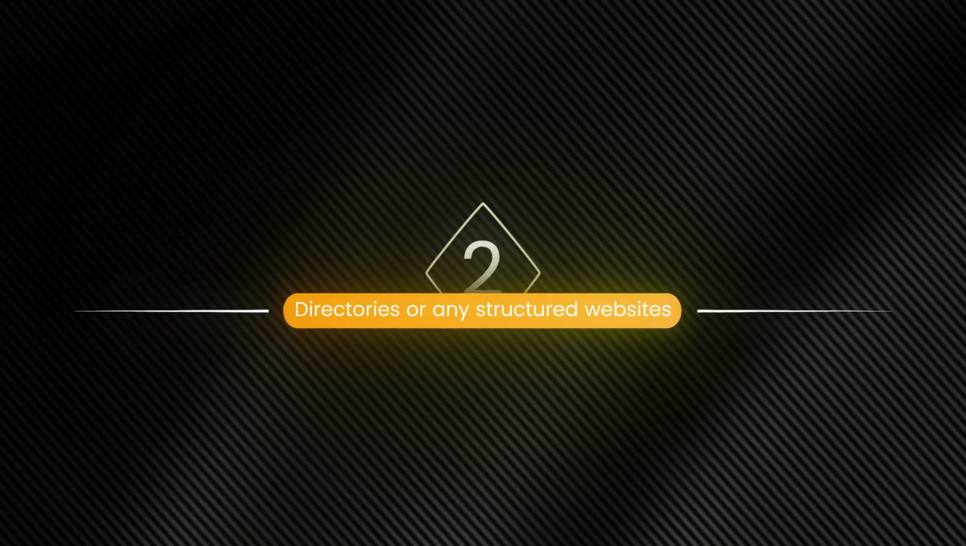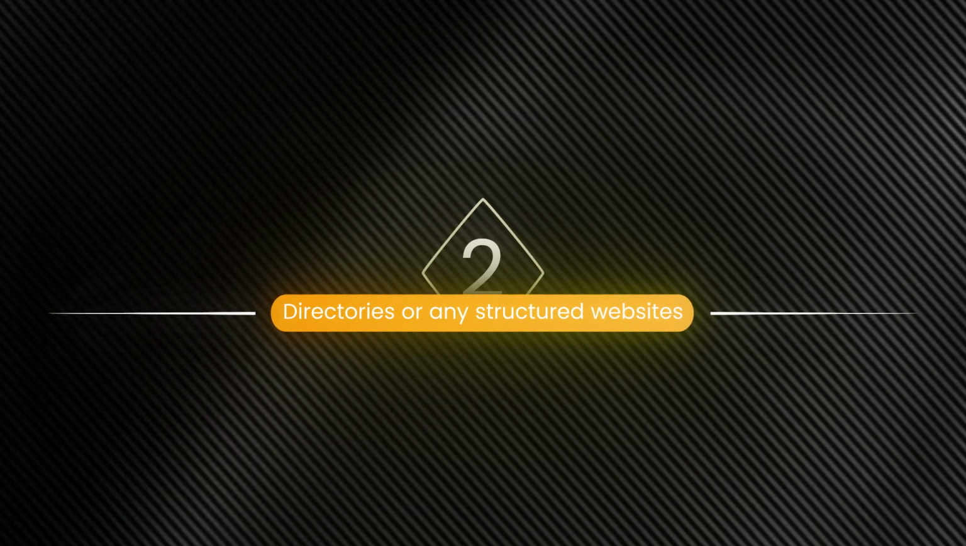Use case number 2 are directories or any structured websites. Think of government directories, Y Combinator, all of these pages with infinite scrolling or pagination. We love to use Instant Data Scraper to just click through this and collect this into one merged CSV file for us to process.